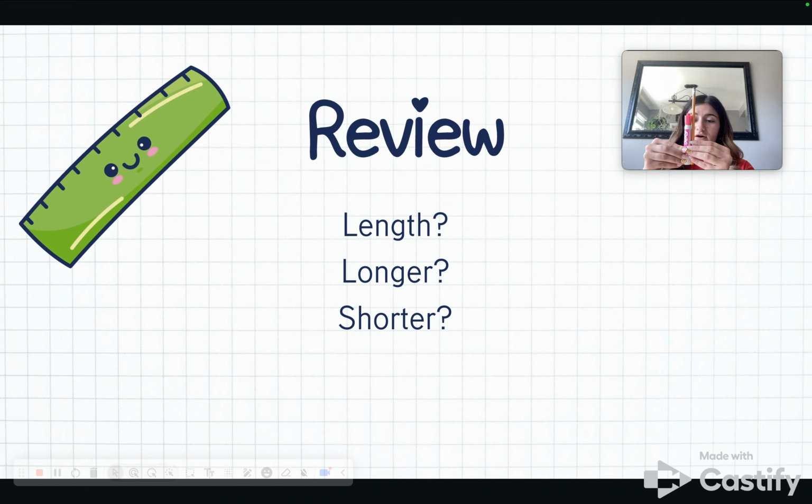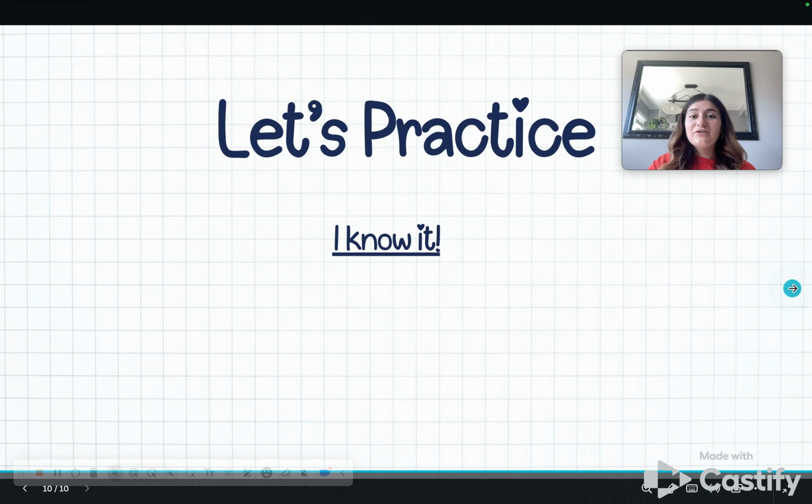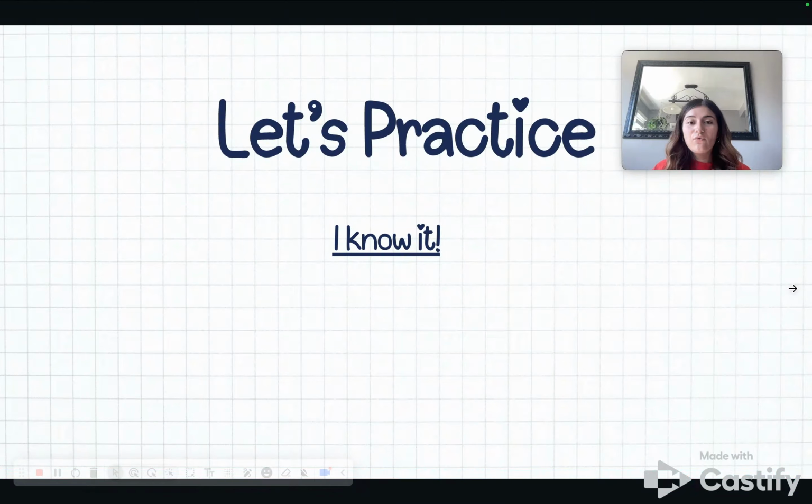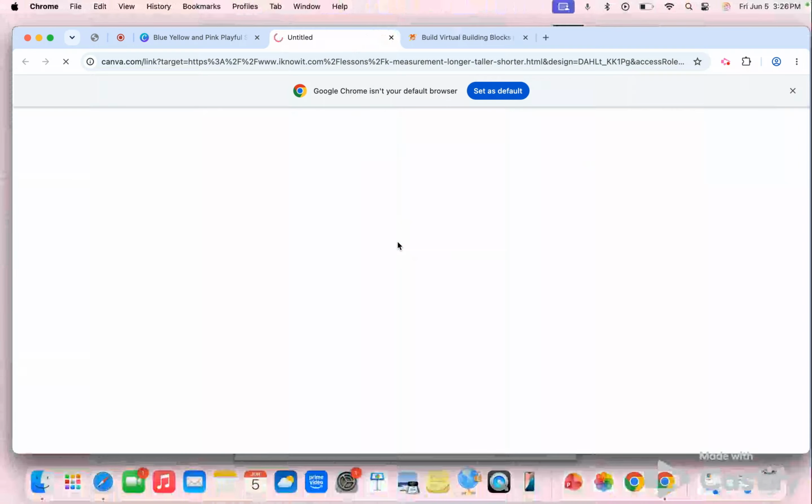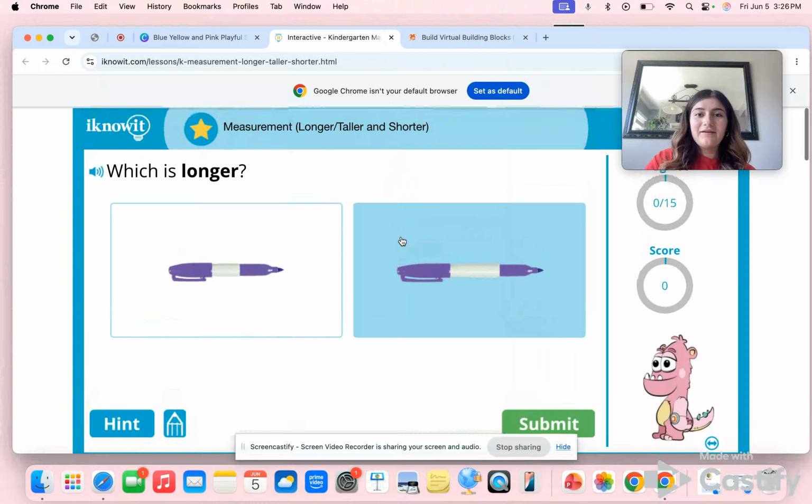So if we go back to our example, the pencil is longer because it reaches farther than the marker. And the marker is shorter because it does not reach as far as the pencil. Okay, so if we take out our Chromebooks, we're going to go to the site I Know It to get some more practice. All right, thank you.